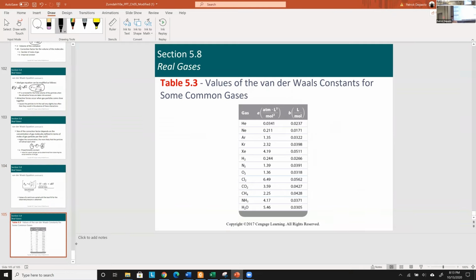Good. All right. Here are some examples of a and b values for different gases. You have helium, neon. Some of them go up, some go down, whatever. It's just the constants for them, and they have units as well that are proportional to the constants. So that's basically it for the chapter, honestly.